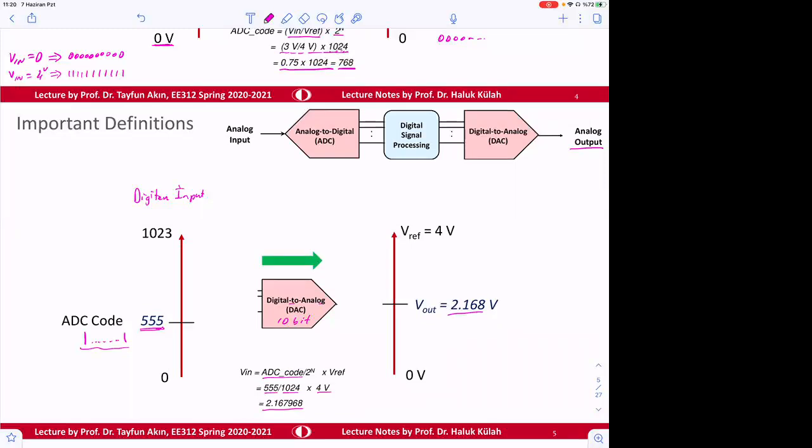Okay, so we need to make devices that allow us to do these kinds of conversions. This is A9, this is A0. Okay. So now I hope you got the idea about these devices.